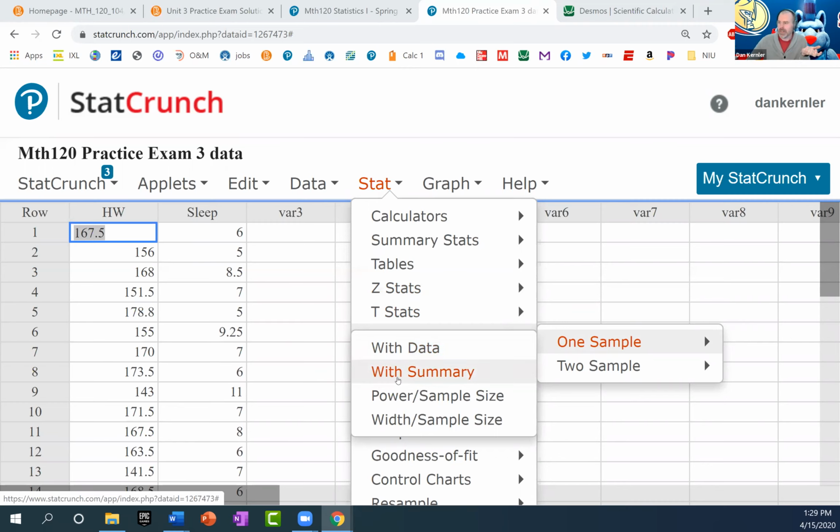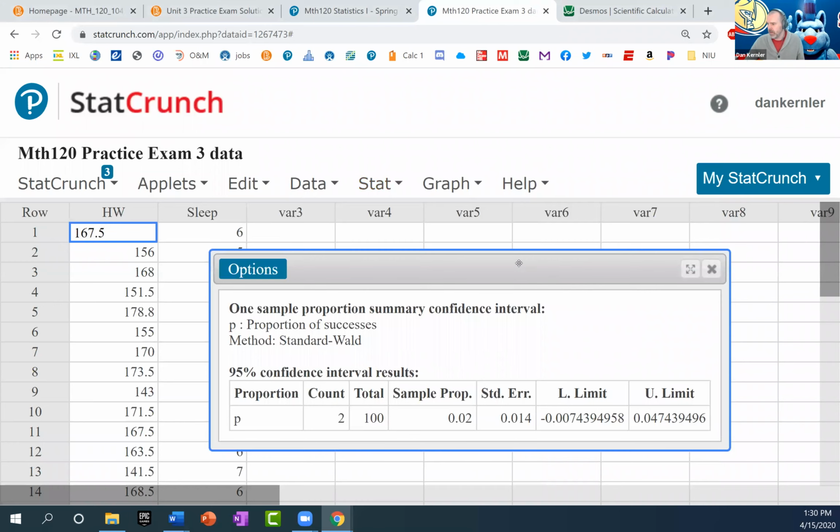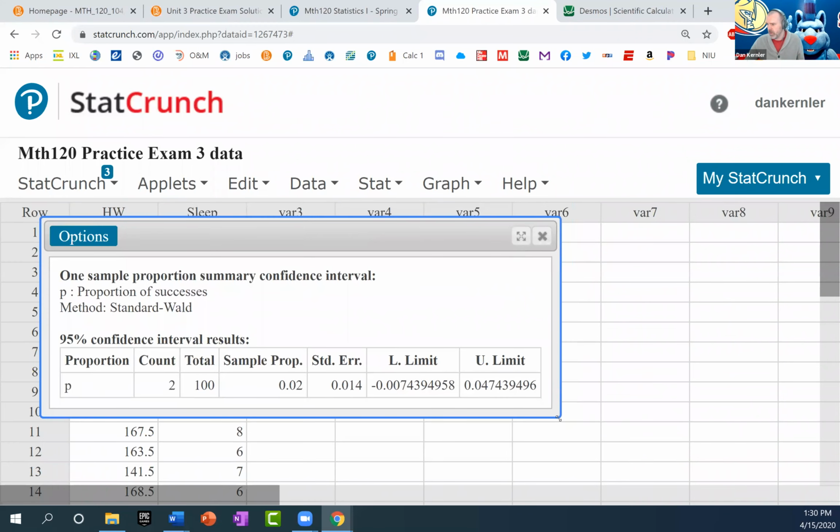It's so weird, it feels like we have data, we have 15 out of 1,000. But with data means you have person A, did they die? Person B, did they die? Person C, did they die? You have raw data, which we do not have. We have summary. So let's do 2 out of 100, and we're going to do a confidence interval for p. Well, one limit is negative. That doesn't make any sense. So 0 to 4.7% is the interval there.